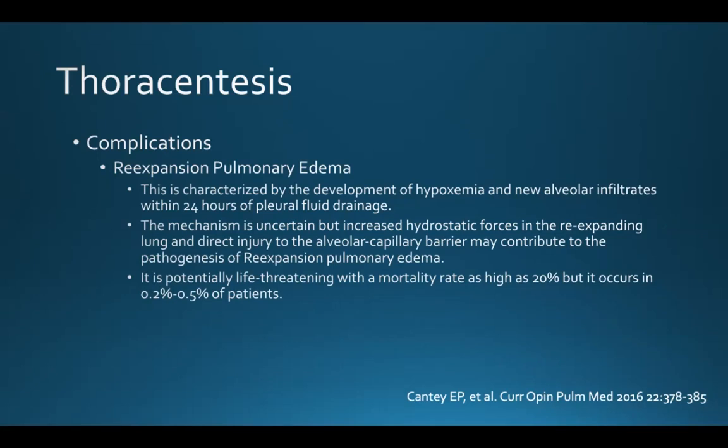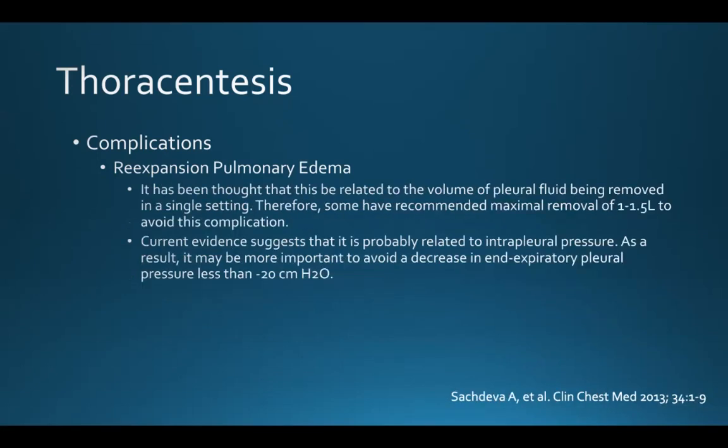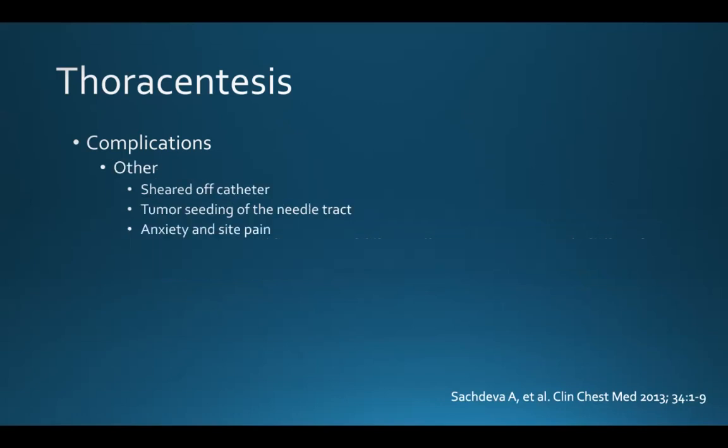And this is a potentially life-threatening condition with a mortality rate as high as 20%, but it occurs in less than 0.5% of patients. It's been thought that this might be related to the volume of pleural fluid being removed in a single setting. Therefore, some recommend removing no more than 1.5 liters in order to avoid this complication. However, current evidence suggests that this is probably related to intrapleural pressure, and as a result, it may be more important to avoid a decrease in end expiratory pleural pressure than the actual amount of fluid removed. Other potential complications include a sheared-off catheter, tumor seeding of the needle tract, and anxiety and site pain.